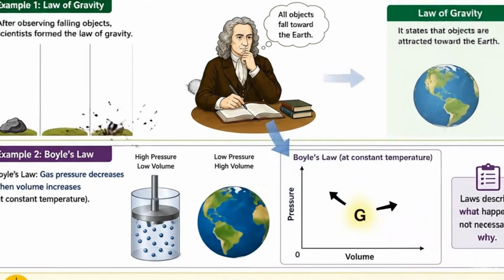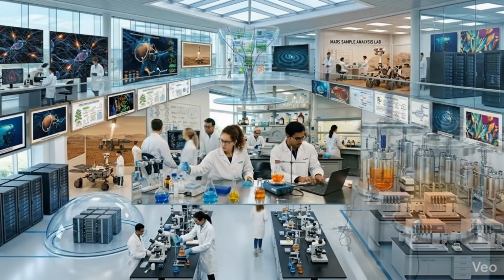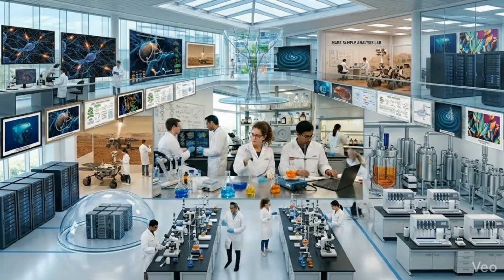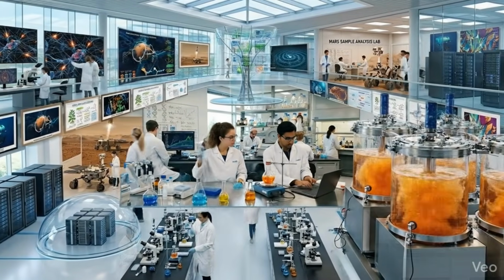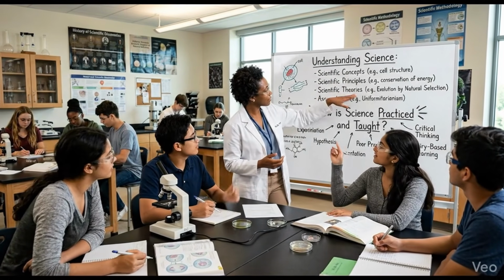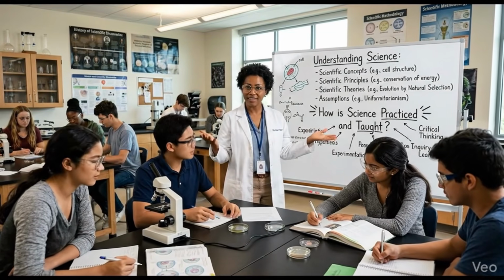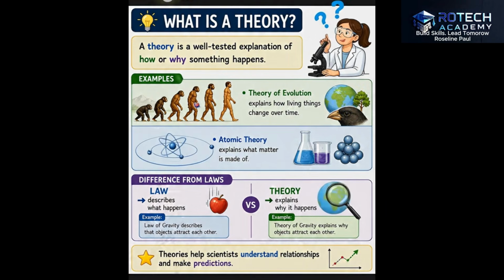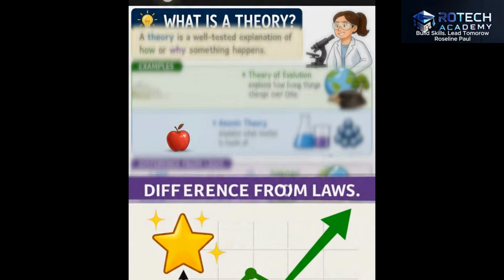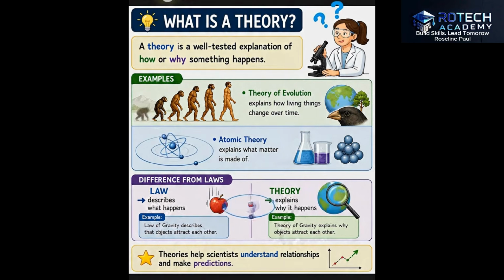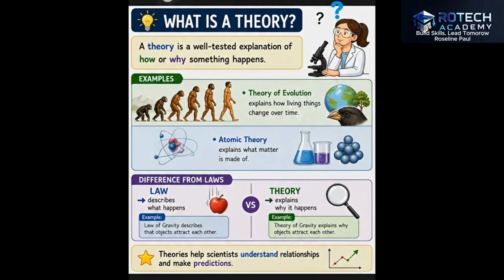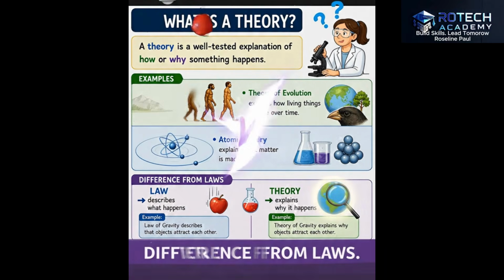Use of theory focuses on developing and applying verified explanations of natural phenomena, helping to organize and explain relationships between variables. These approaches guide how scientific knowledge is developed, validated, and applied. A theory is a well-tested explanation of how or why something happens. Example: theory of evolution explains how living things change over time. Atomic theory explains what matter is made of. Differences from laws. Law describes what happens. Theory explains why it happens. Theories help scientists understand relationships and make predictions.